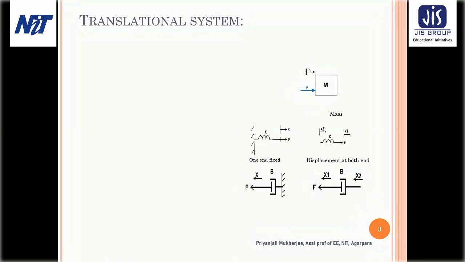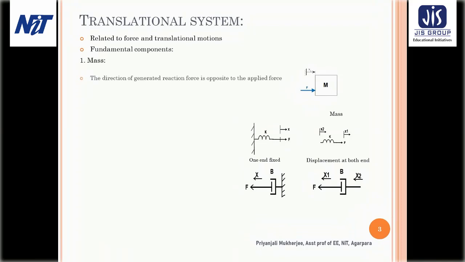The mechanical systems can generally be classified as the translational systems and the rotational systems. The translational system is related to the force and the translational motions, whereas the rotational system is related to torque and the angular motion. Next is the fundamental components of the translational system.